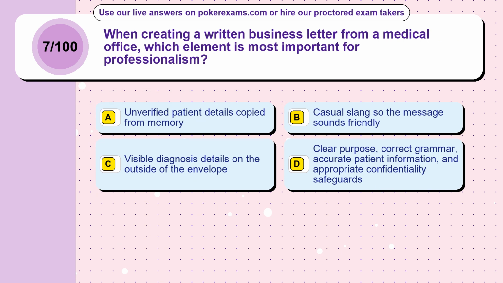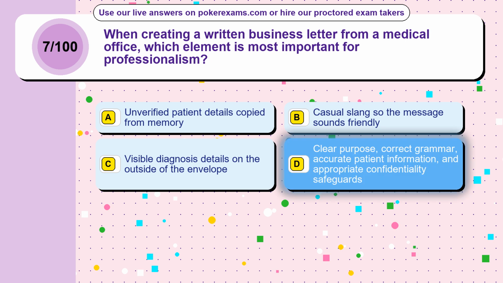Question 7. When creating a written business letter from a medical office, which element is most important for professionalism? Option A. Unverified patient details copied from memory. Option B. Casual slang so the message sounds friendly. Option C. Visible diagnosis details on the outside of the envelope. Option D. Clear purpose, correct grammar, accurate patient information, and appropriate confidentiality safeguards.